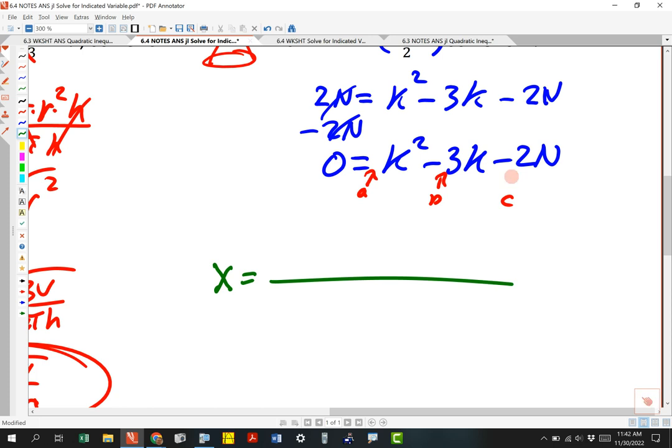Oh, sorry. I've got an arrow right here. It's the whole thing. Sorry about the arrow.